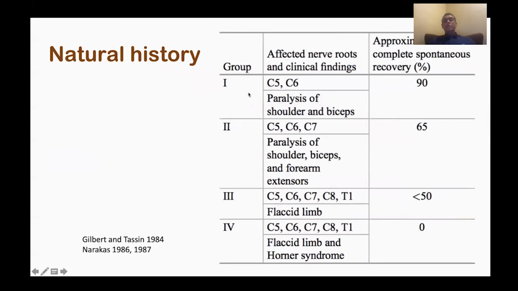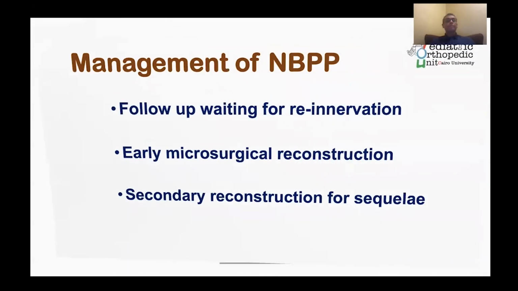Regarding the natural history, C5-6 injury can have a very good prognosis, and 85 to 90% of cases recover spontaneously. In extended partial injury, 65% improve and recover. In total brachial plexus palsy, complete recovery is less than 50%. If there is Horner syndrome, it is 0% for the hand to recover.